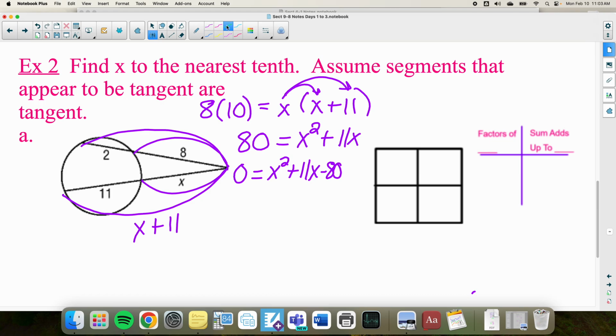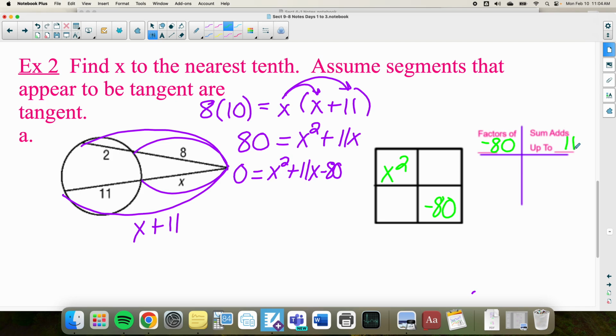Now, this is one that we're going to have to factor. If any of you are super good at factoring without using the box and the table, you do not have to use that. But if you still are working at it, then I would suggest that. So the x squared goes here, the negative 80 goes here as well as here, and the plus 11 goes here. We want two factors of negative 80, so one's plus, one's minus, that add up to a positive 11.